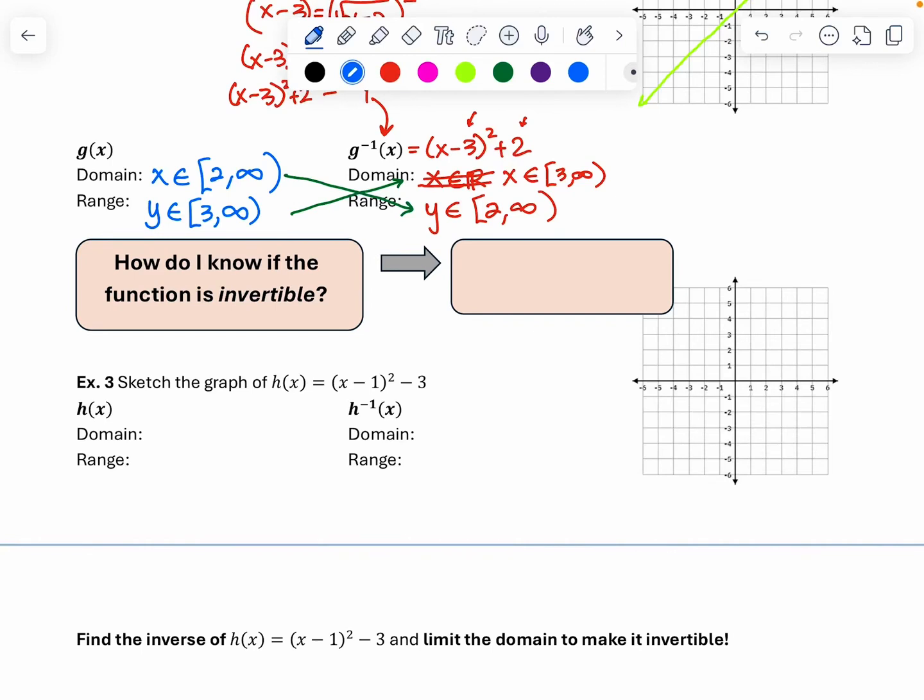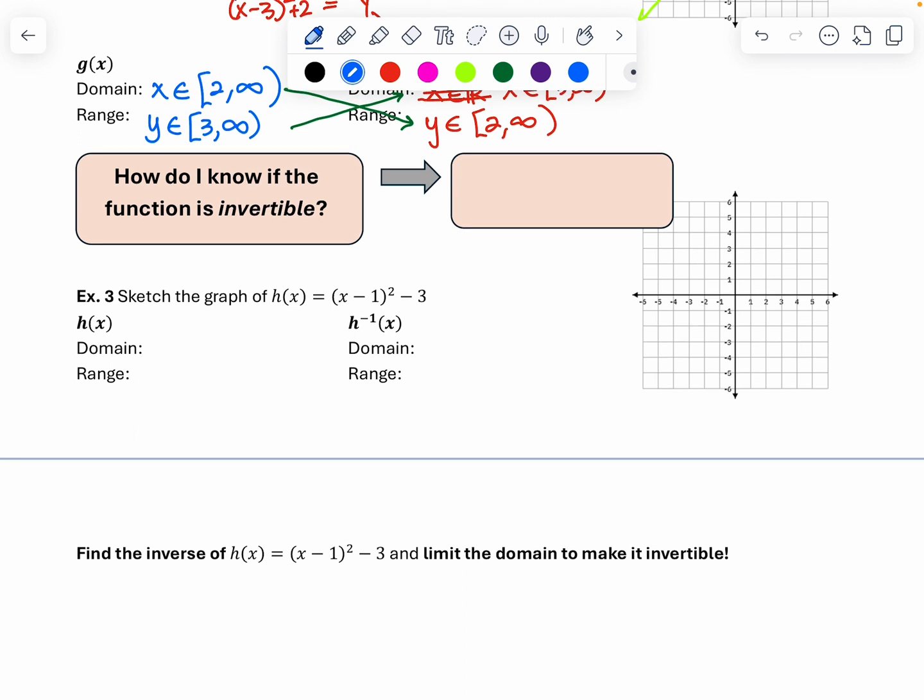All right, so the next question we're going to answer is, well, how do I know if the function is invertible? How do I know if there is an inverse function? And we'll come back to that answer, but let's start by graphing this function. So if I graph my function, again, I've got a parabola that's been shifted right 1 and down 3.